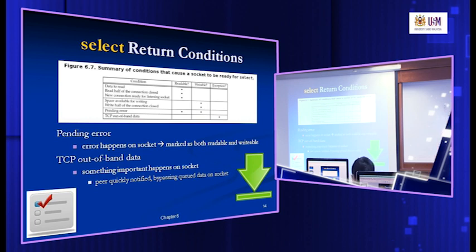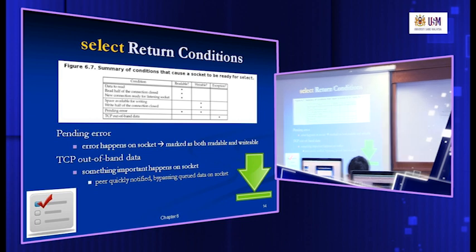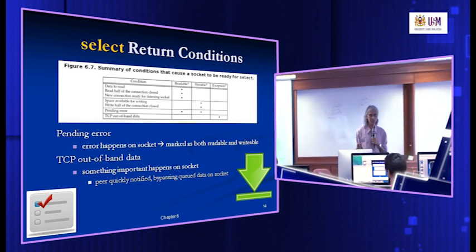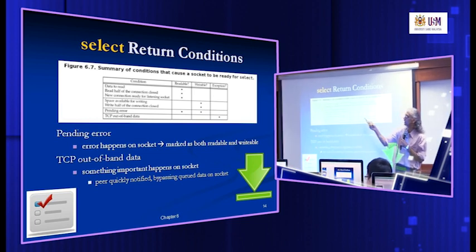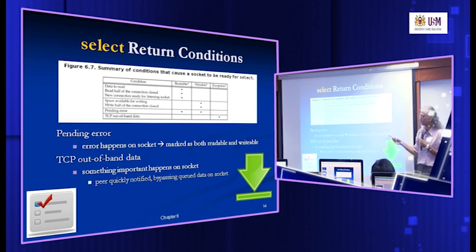Is data coming in? Is that data already available in the socket? Then the condition will be readable. The select will give you that: this particular socket has data inside. Pending error, right? If there's an error happening, then it will set both conditions, readable and writable. So when an error happens, the socket is marked as both readable and writable.